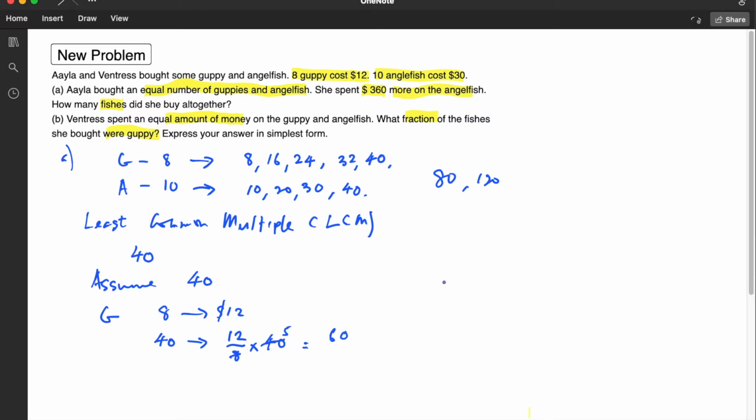And then for the angelfish, I'm going to do the same. 10 angelfish cost $30. We are interested in 40. So again, for 1 it will be 30 divided by 10 and then multiply by 40. So this is actually 120.